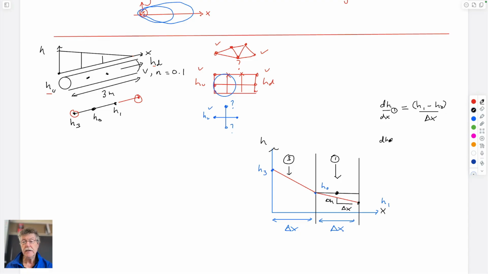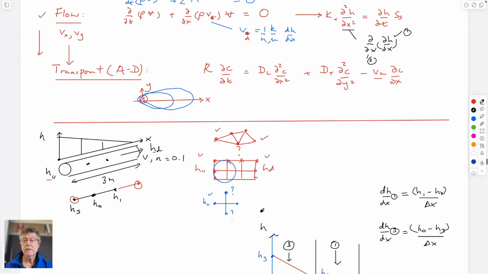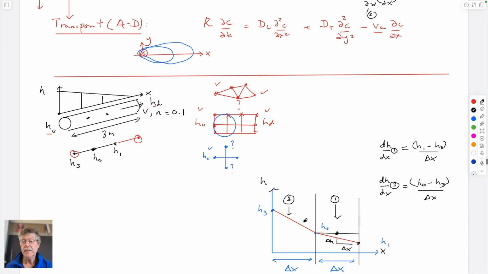We can also calculate the head gradient at point 3 in the x direction, which is equal to downstream minus upstream, which is H0 minus H3, again divided by the spacing between them. And so that gives us this part for those two locations. But the meaning of this term here is this is the difference in dH dx, which we've calculated at each of these 2 points.